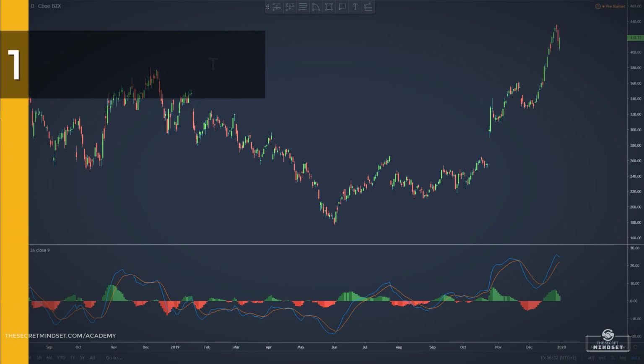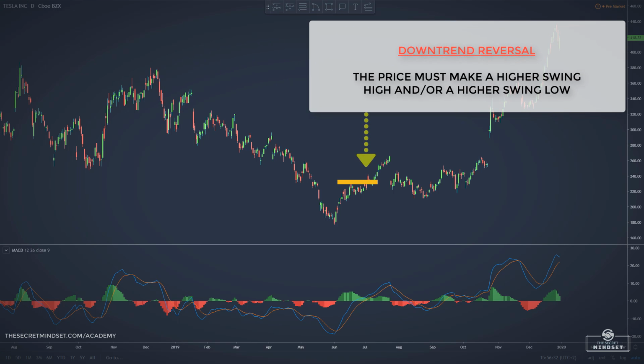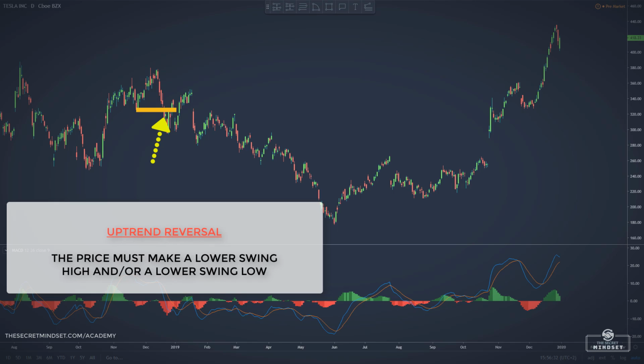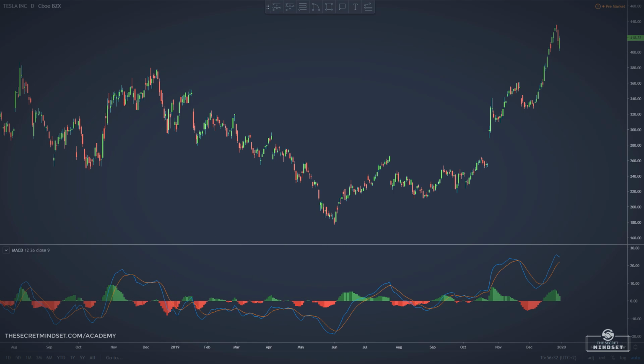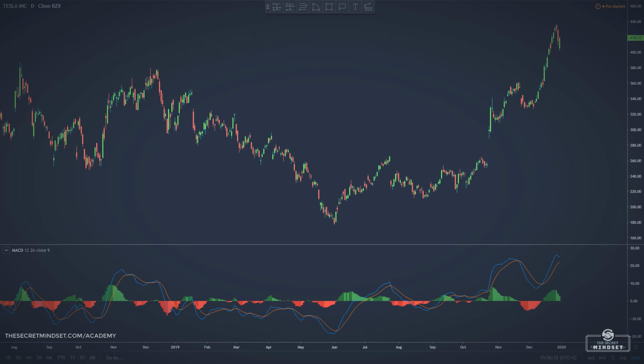The first one: it's safe to say we must focus on the price action first instead of divergence. For a downtrend to reverse, the price must make a higher swing high and/or a higher swing low. To reverse an uptrend, the price must make a lower swing high and/or a lower swing low. Until this occurs, a price reversal isn't present. Whether divergence is present or not isn't important. Traders make money off price movements, not MACD movements.